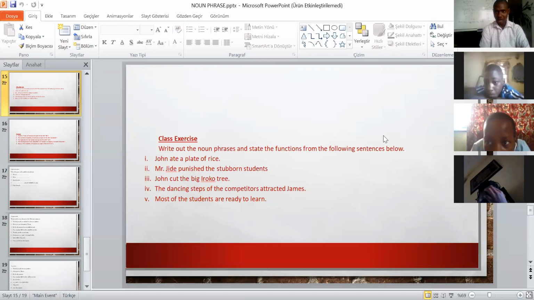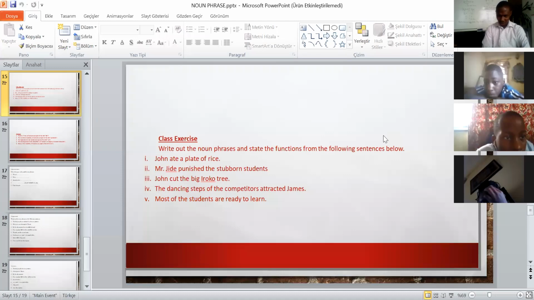The big iroko tree, Farida Bakri, that's correct. The big iroko tree, yes. Faizat Gafar, the big iroko tree. Razak, the big iroko tree. Fuhad, the big iroko tree, correct. Gideon, the big iroko tree. Arolu, the big iroko tree. Functioning as object of the, Arolo has given us the answer.